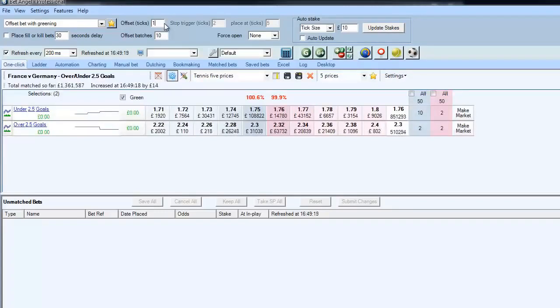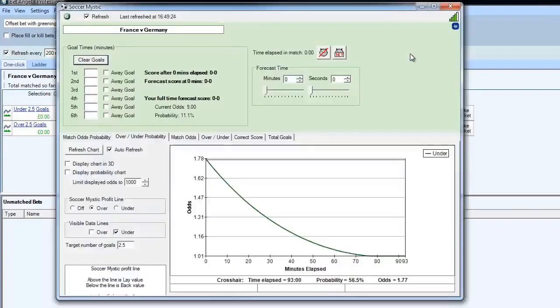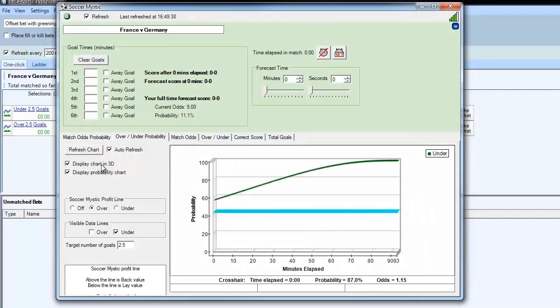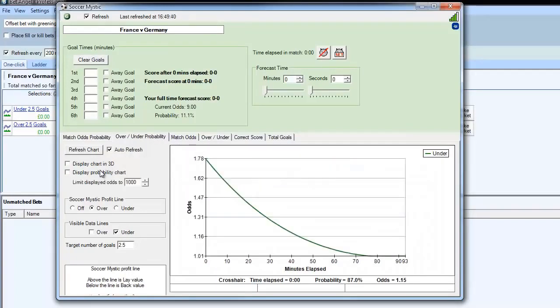To work out what that is going to be, we're going to use Soccer Mystic. If I click on the football here, Soccer Mystic pops up. That's only available on football matches, fairly obviously. What you can see on here is we've gone to the over-under probability chart, and I have deselected display in 3D, deselected probability chart. I've selected Soccer Mystic profit line as unders, and I've selected the visible data line as under. And the target number of goals is 2.5 goals.